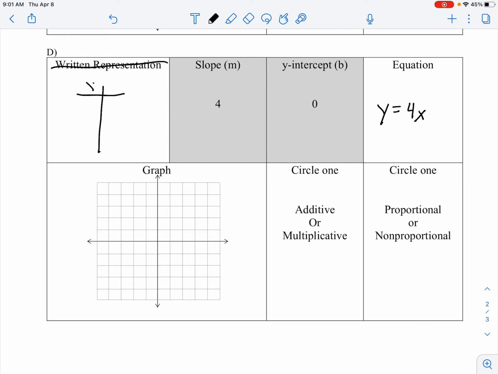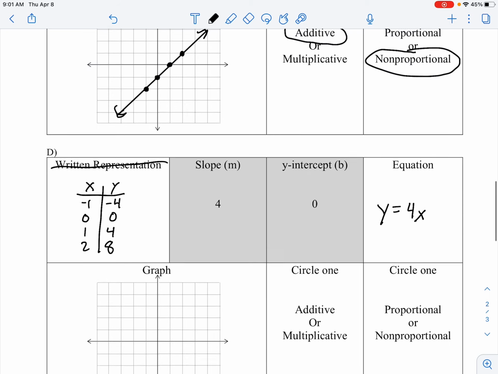So once again, we are going to make a table. -1, 0, 1, 2, easy things to test. And then we're going to plug in and find out what we get for y. So when x is -1, 4 times -1, y will be -4. When x is 0, 4 times 0 is 0. When x is 1, 4 times 1 is 4. And when x is 2, 4 times 2 is 8. So once we get these, if 8's a little bit too big to put on our graph, we don't really need to worry about it.